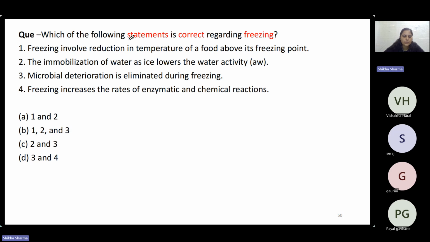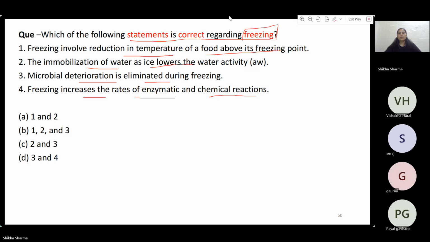Now let's discuss this question. Which of the following statements is correct regarding freezing? First, freezing involves reduction in temperature of a food above its freezing point. Second, immobilization of water as ice lowers the water activity. Third, microbial deterioration is eliminated during freezing. And fourth, freezing increases the rate of enzymatic and chemical reactions. Anyone?